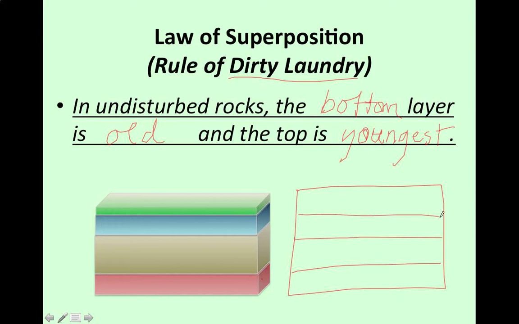And we're simply going to label down here at the bottom, this is my old. And at the top, this is my young. If I were going to number these, just like I did with the cake example, I'd start out with a 1 on the bottom, 2 for the next layer, 3, and I'd end with the youngest being the final step, number 4.